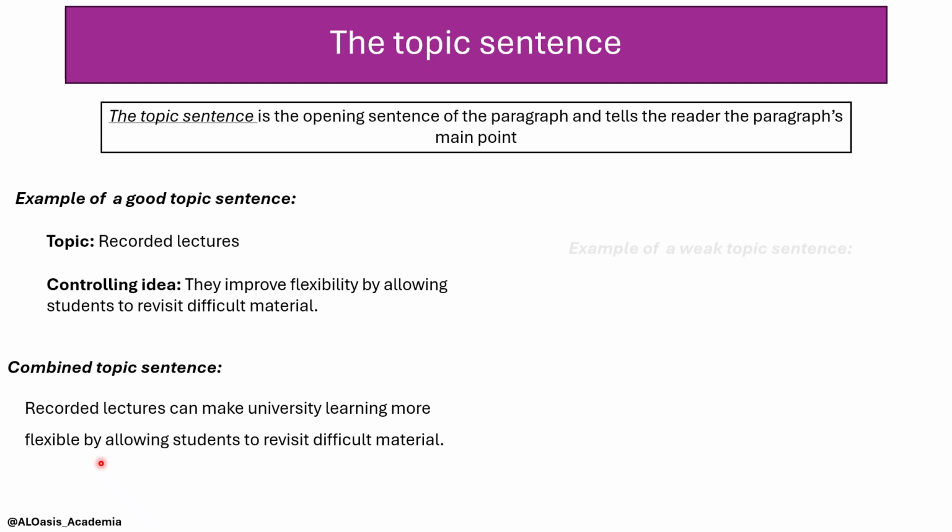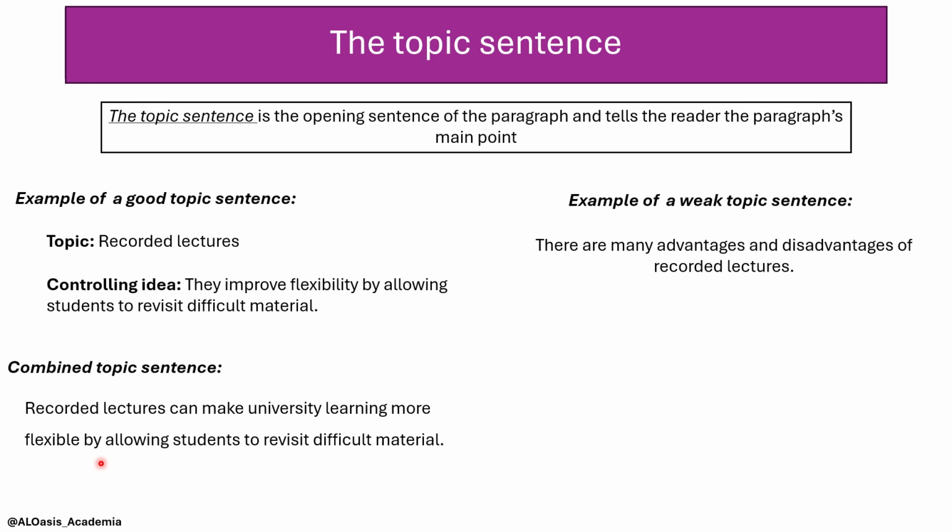Let's have a look at a weak example of a topic sentence for the same topic. So let's say that you want to write about this, and you start your opening sentence of the paragraph with this. There are many advantages and disadvantages of recorded lectures. So this sentence is a weak topic sentence. Why? Because although it does name the subject, which is recorded lectures, it doesn't give the paragraph a clear direction. Just reading this opening sentence, as a reader, I won't know whether this paragraph is going to be about the advantages of recorded lectures or the disadvantages of recorded lectures.